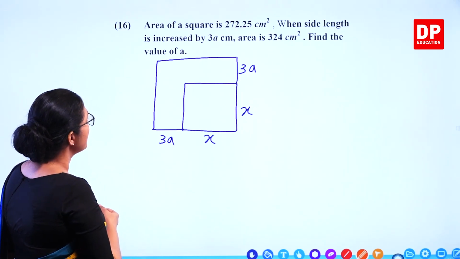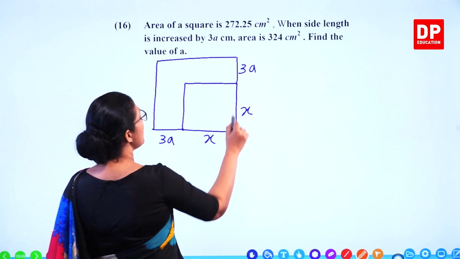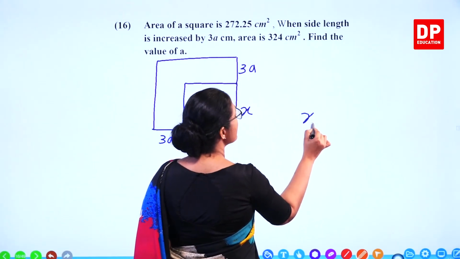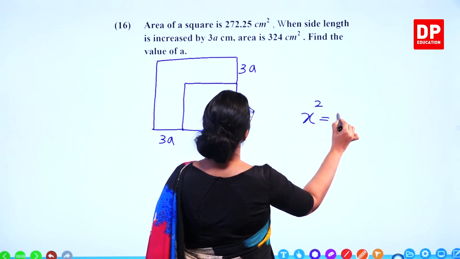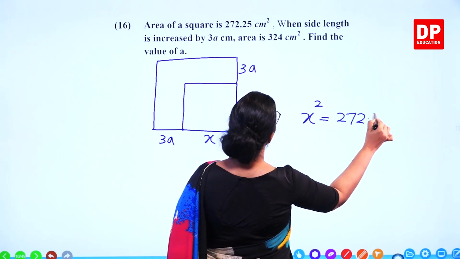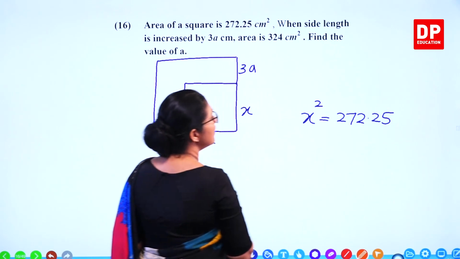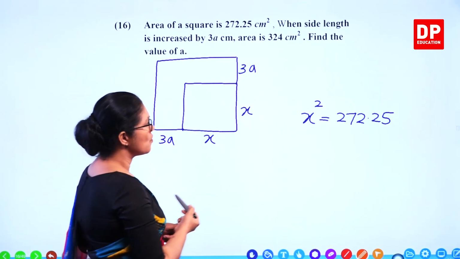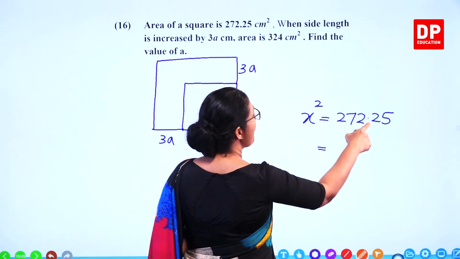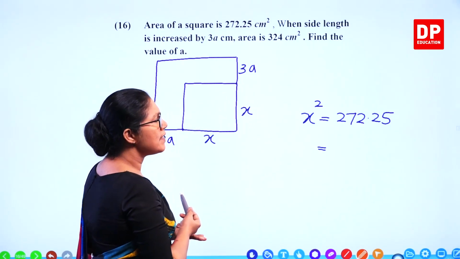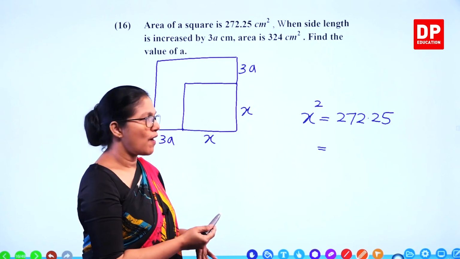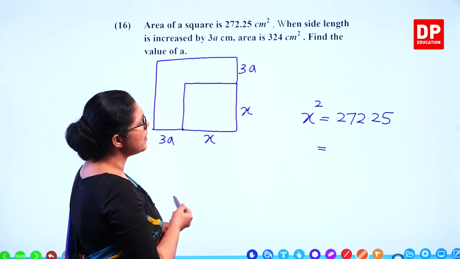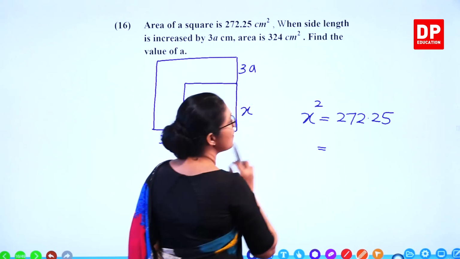So what can you write? We can find out this length. So how do you find out that? We know area, x squared is equal to 272.25. So we need to find out the value of x. So how do you find out? 25 is, we know, 5 times 5. So you get 0.5 there. 272 means which number?